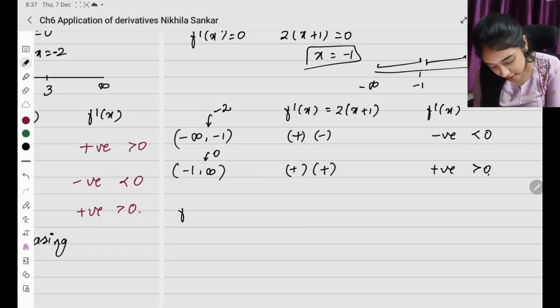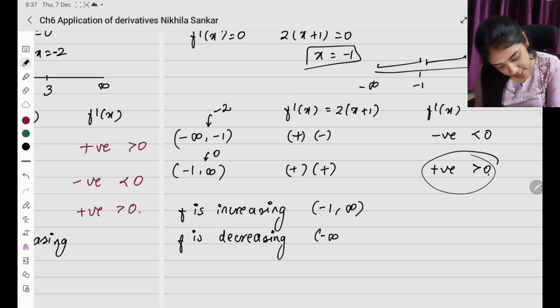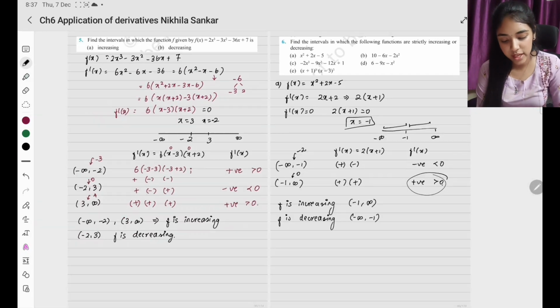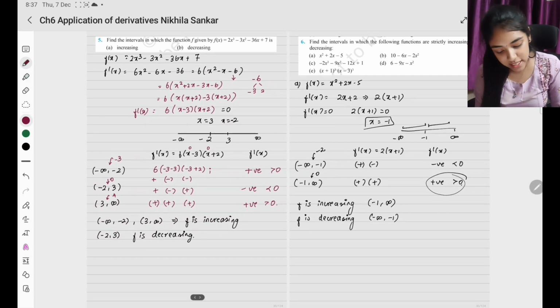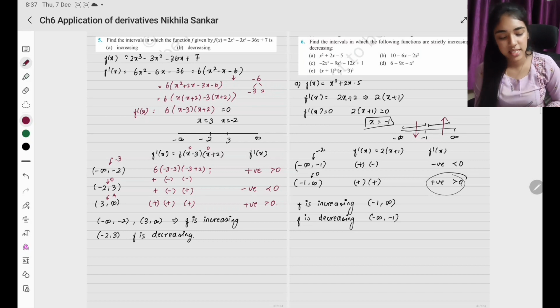So I see that the function is increasing in minus 1 to infinity. Where it is greater than 0, there the function is increasing, and f is decreasing in the interval minus infinity to minus 1. Okay, so basically on the number line, from minus infinity to minus 1 the function is decreasing, and from minus 1 to infinity the function is increasing. Okay, so this is what we have.